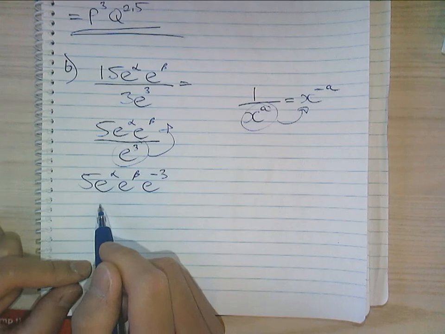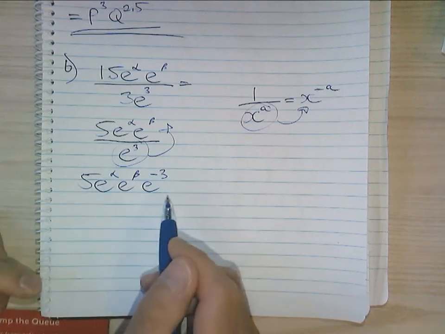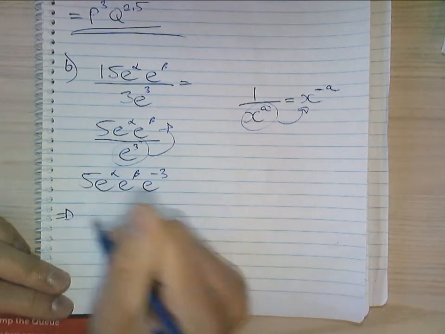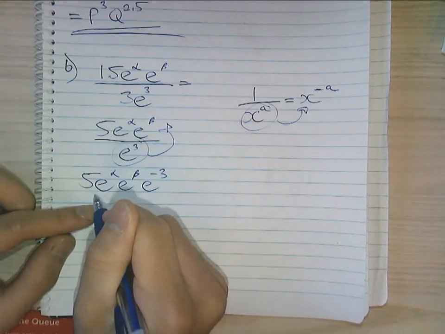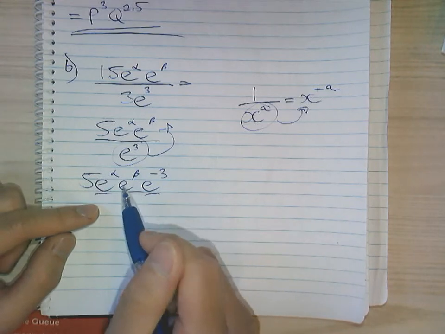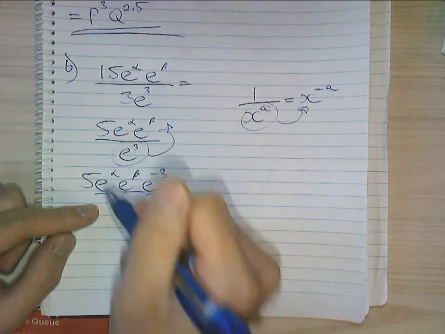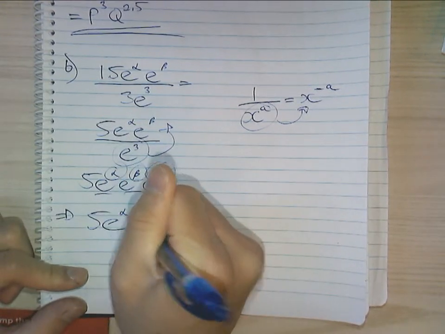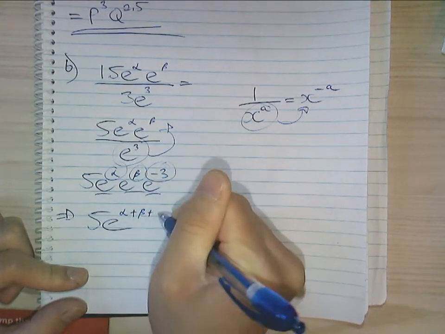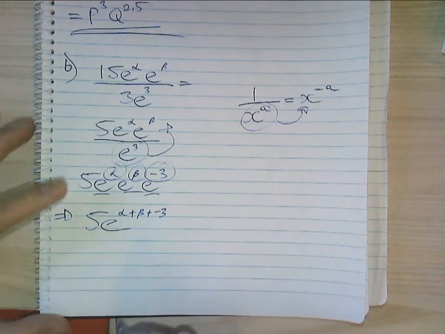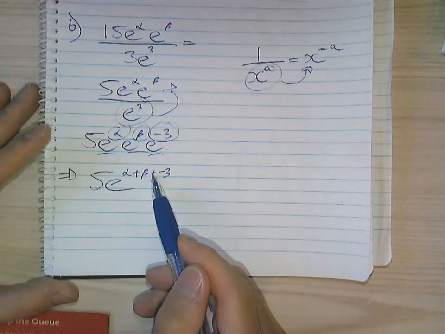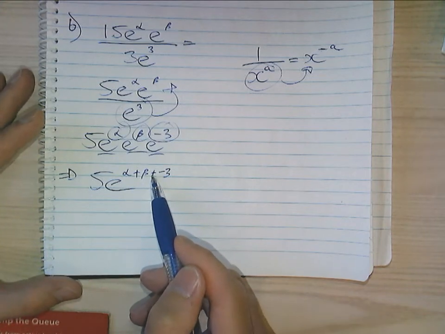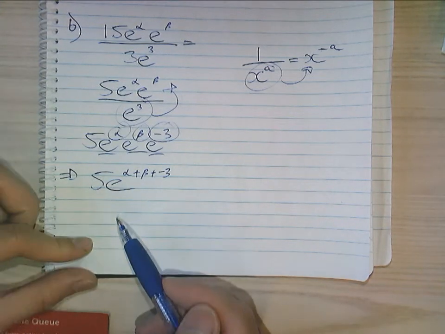Who wants to suggest to me, is there a way we can simplify this even further now? Add the powers, very good, because these e terms are all multiplied together. They have the same base, so we can add these powers. So we get 5e to the power alpha plus beta plus negative 3. I've put the plus there just to illustrate that we're adding, but when you do it, you don't even have to include the plus. You can just go minus 3.